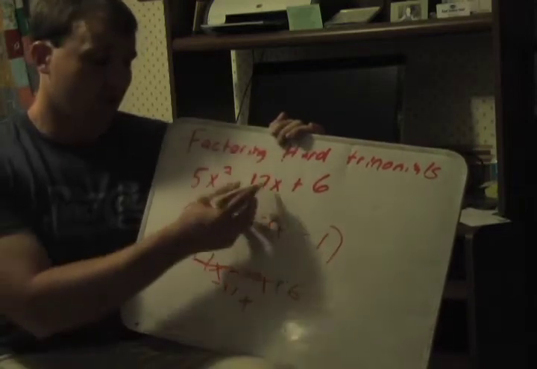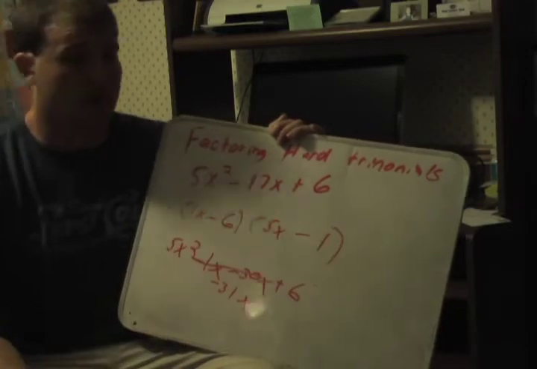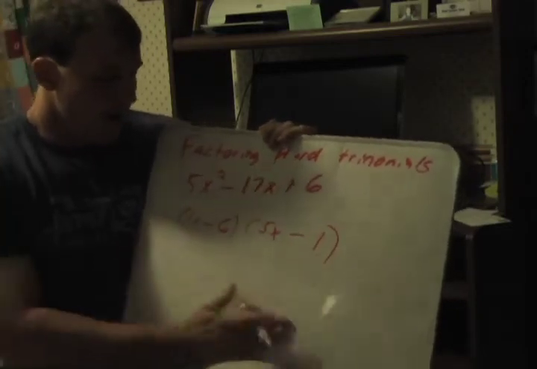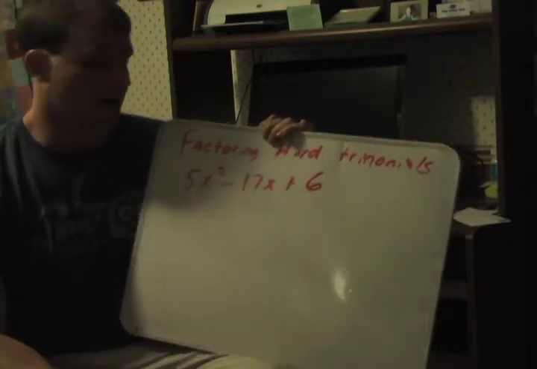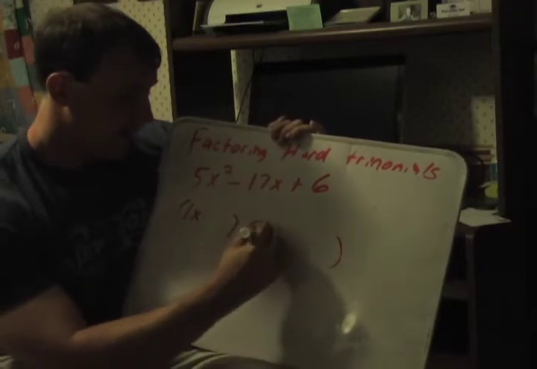But that doesn't match up to what I started out with again. So I know that 1 and 6, there's no way it could be that. We got to try 2 and 3. Okay, so basically got to try it again. That's why it's called trial and error. Guess and check. Double parentheses, 1x, 5x.